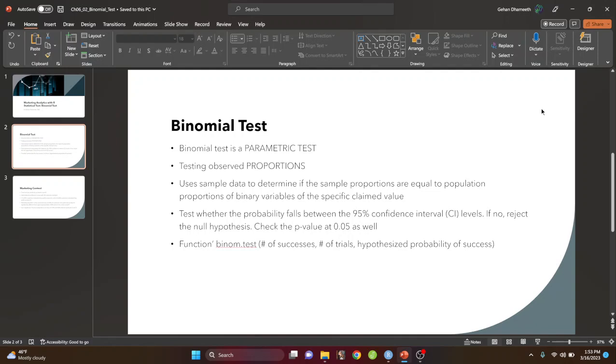Once again, the p-value that we're going to set for this one is 0.05 as well. So these are the two things that you need to check in a test for you to make decisions about the significance of that test. Okay, one critical function that we use in R when you run the binomial test is the binom.test function that requires three arguments: the number of successes, number of trials, and the hypothesized probability of success.